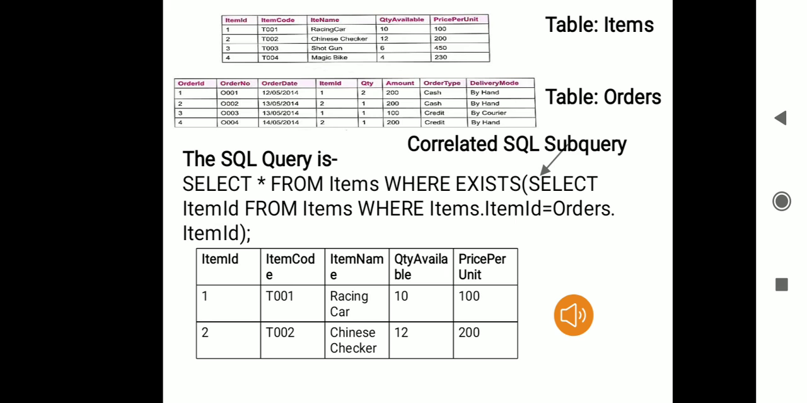But for item id as 3 and 4 from the items table, there are no matching entries of 3 and 4 in the orders table. So the subquery returns false for item id as 3 and 4. Hence, the outer query select star from items will not respond for these two values of item id, and therefore the output shows only the two records with item id values as 1 and 2. The records with item id values 3 and 4 are discarded.